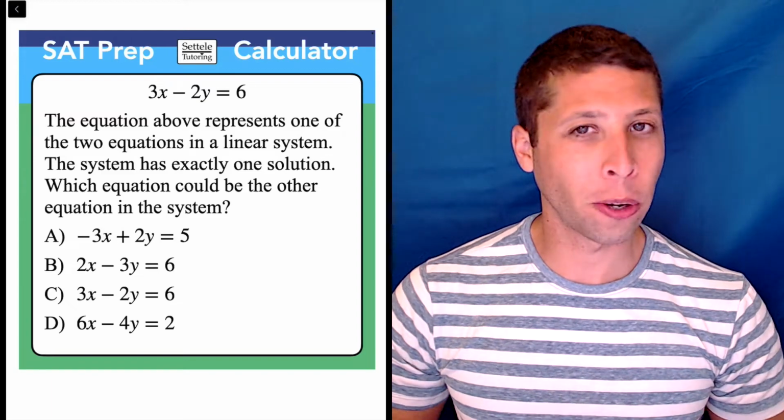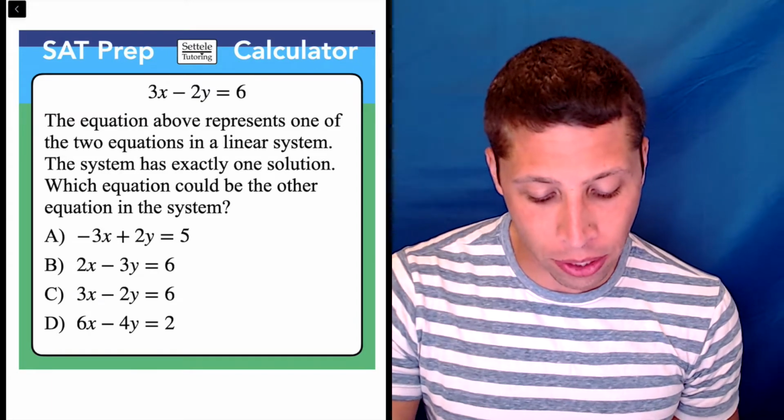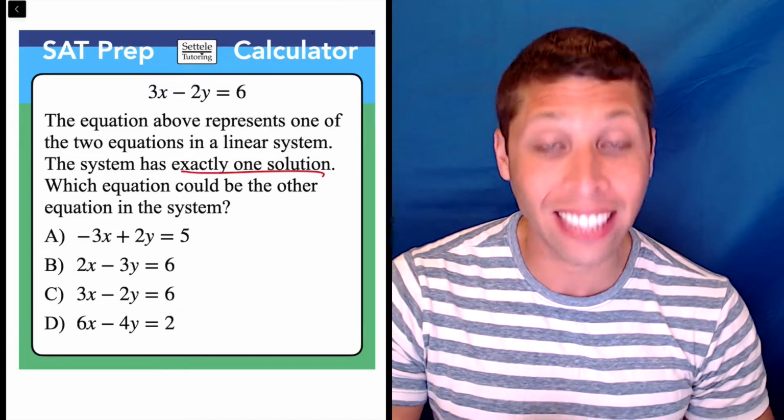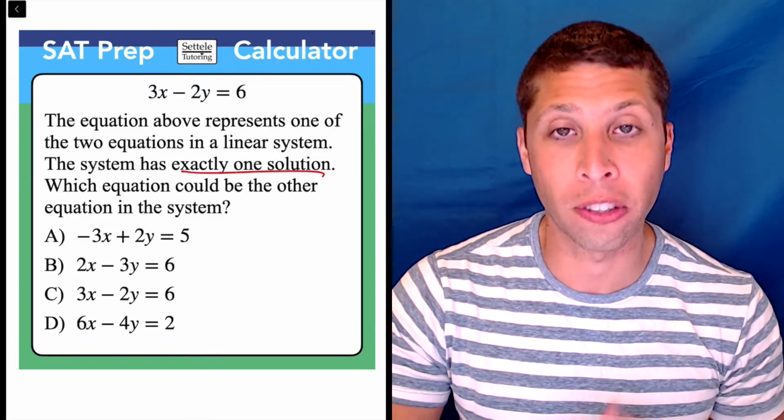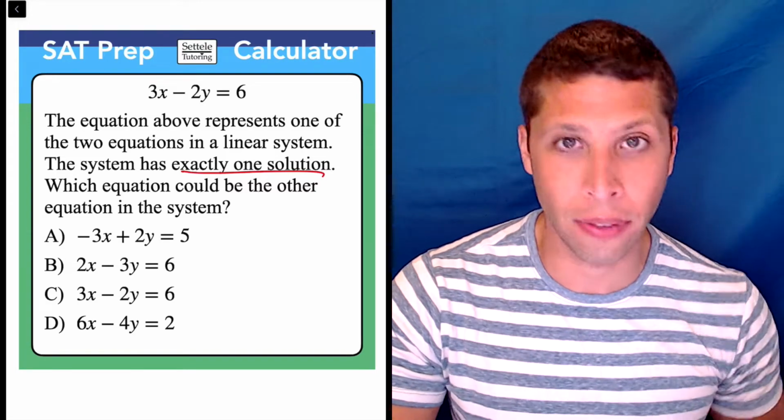Okay, this is kind of an annoying question, and the key piece here is that we need to find a situation where there's exactly one solution. Now, there's lots of cases on the SAT where they ask about the number of solutions, and the first thing to notice is what kinds of things do you have?